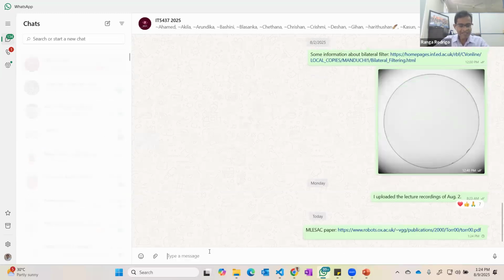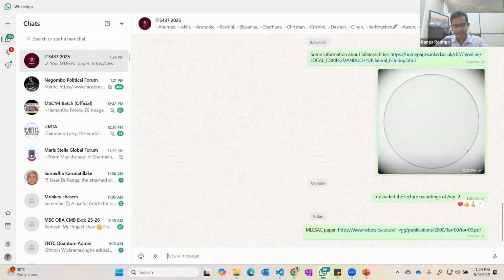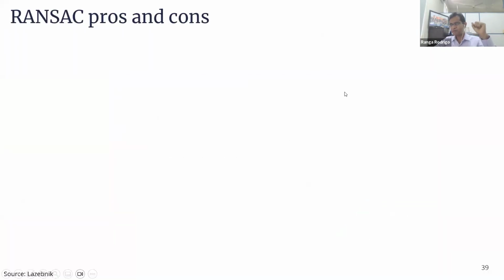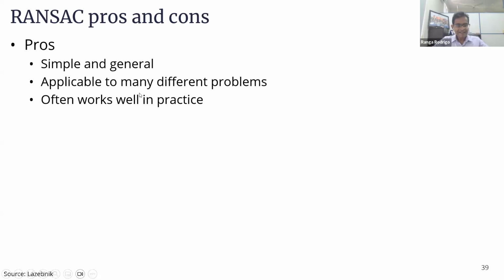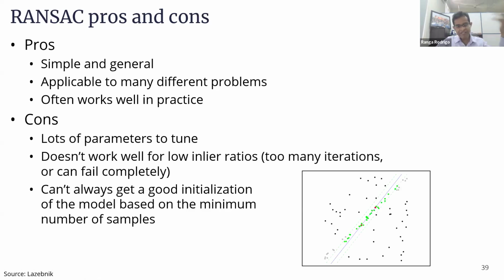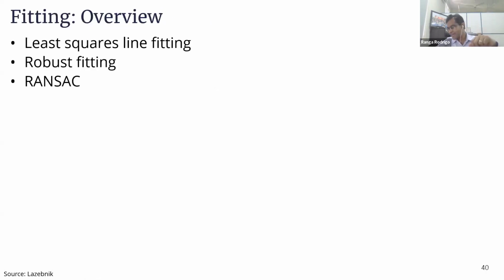If you know about MLESAC, the paper says, I have read that paper, I think, there's no reason to use RANSAC. MLESAC is better. So I hope this question is answered. RANSAC is simple and generally applicable to many different problems, and often works well in practice. Bad things: lots of parameters to be tuned, doesn't work well for low inlier ratios, too many iterations, or can fail completely. You can't always get a good initialization of the model based on the minimum number of samples. Yes. So RANSAC is done.